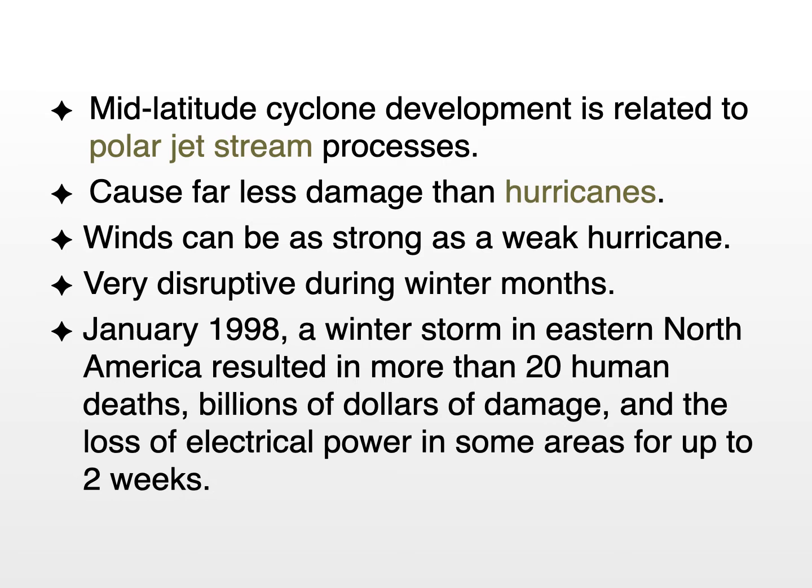In January 1998, a winter storm in eastern North America resulted in 20 human deaths, mainly because of falling trees on homes or cars, and billions of dollars of damage to buildings, trees, and in many cases the loss of electrical power. If freezing rain occurs on power lines, they can break, and it takes a long time, if the damage is extensive, to repair these broken power lines.